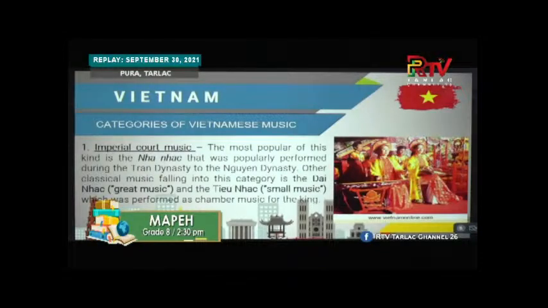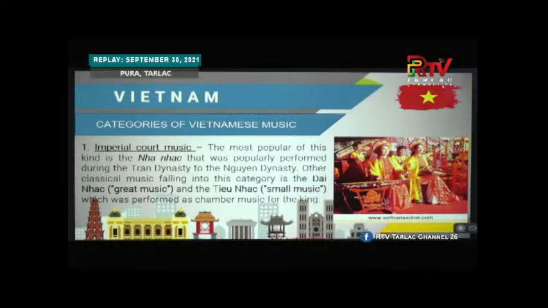The most popular of this kind is the Nhã nhạc, that was popularly performed during the Tran dynasty to the Nguyen dynasty. This form of classical music is also performed in honor of the gods and scholars in temples. Other classical music falling into this category is the Đại nhạc or great music and the Tiểu nhạc or small music, which was performed as chamber music for the king.